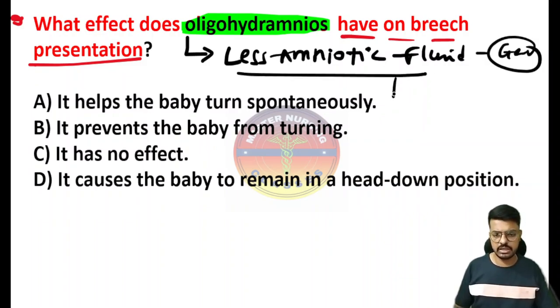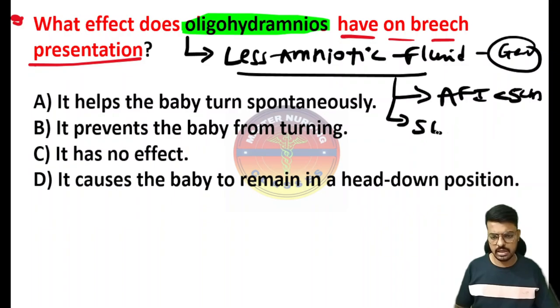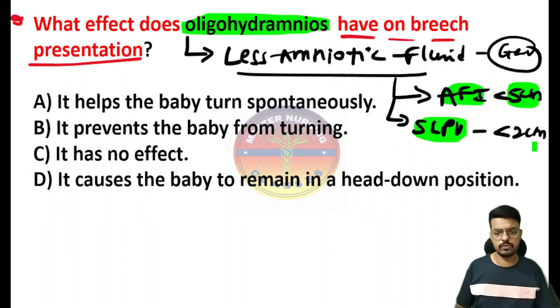But as a diagnostic criterion, when you do the amniotic fluid index, it would be less than 5 centimeter. And when you check the single largest pocket volume of the amniotic fluid, it should be less than 2 centimeter. So amniotic fluid index less than 5 centimeter, single largest pocket volume of the amniotic fluid less than 2 centimeter, we call this oligohydramnios, right?